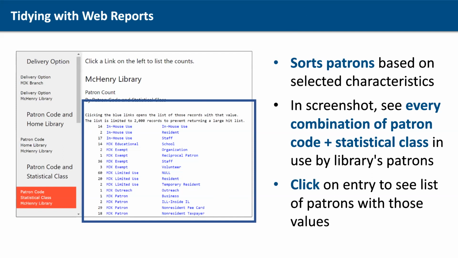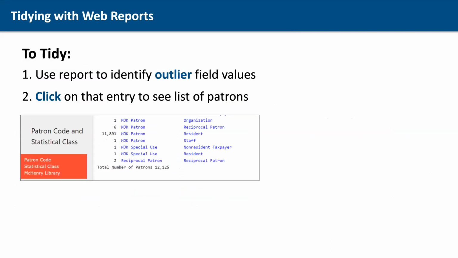One thing with this, the list can only support a couple thousand patrons. So for your larger groups, like your MJK patron code and resident stat class group, you're not going to be able to see a full list of patron records. But this tool is great for patron record cleanup because it lets you easily spot those outlier fields. And that's usually a flag that there are some patron records that could have data to fix.